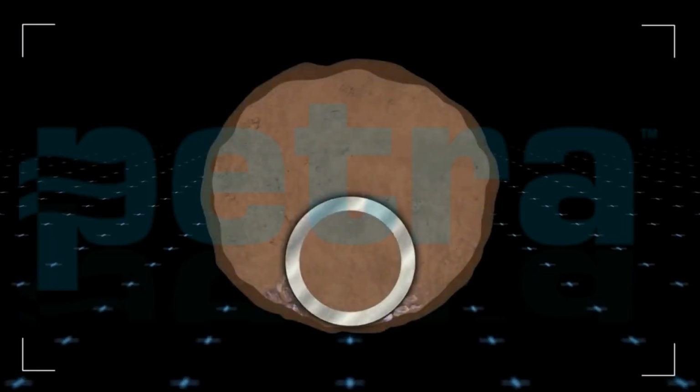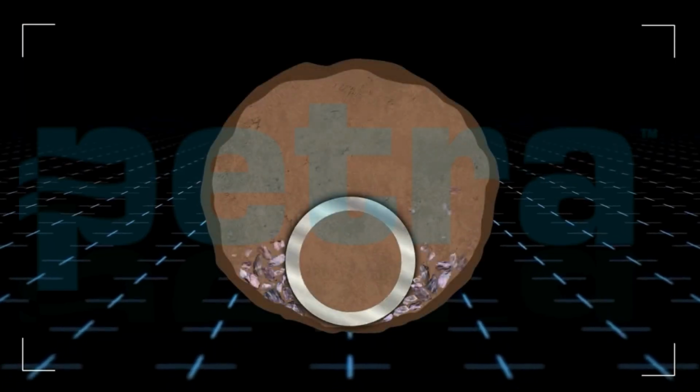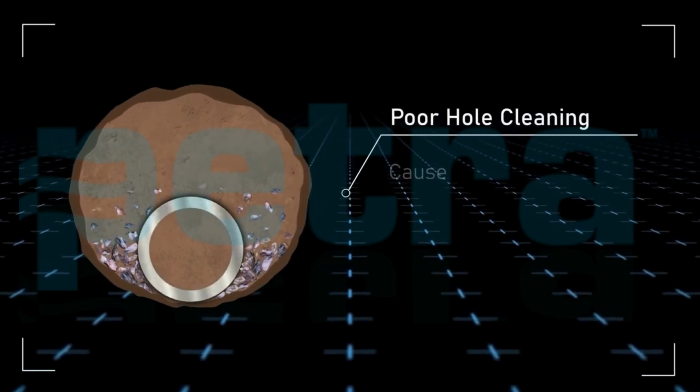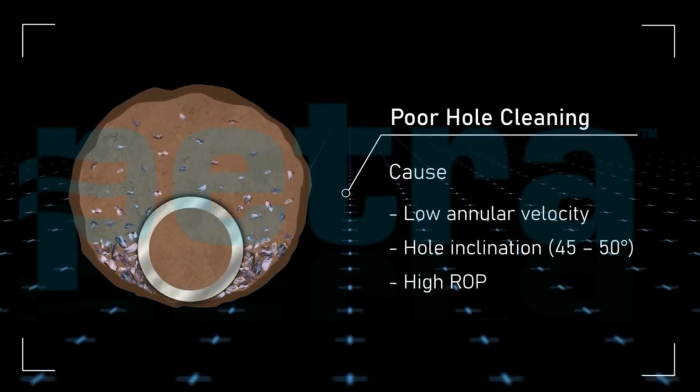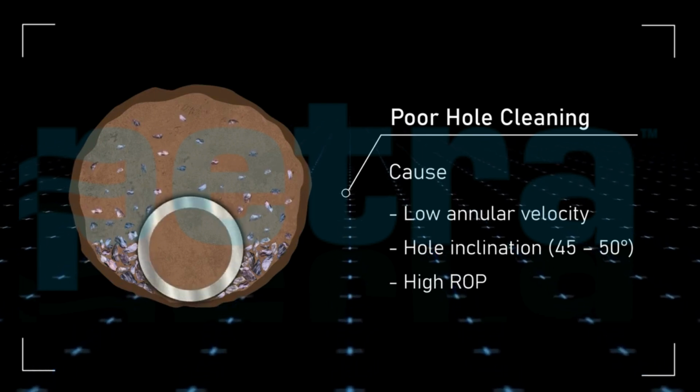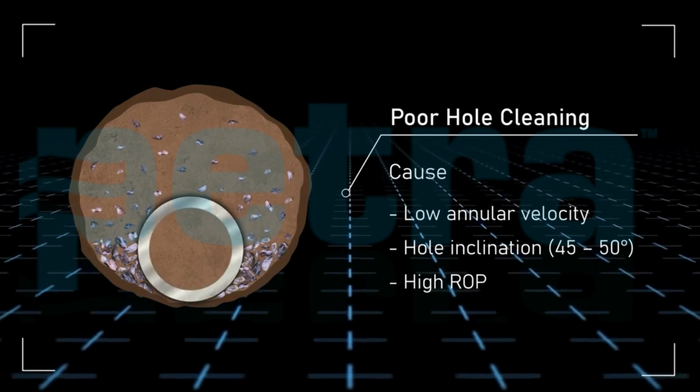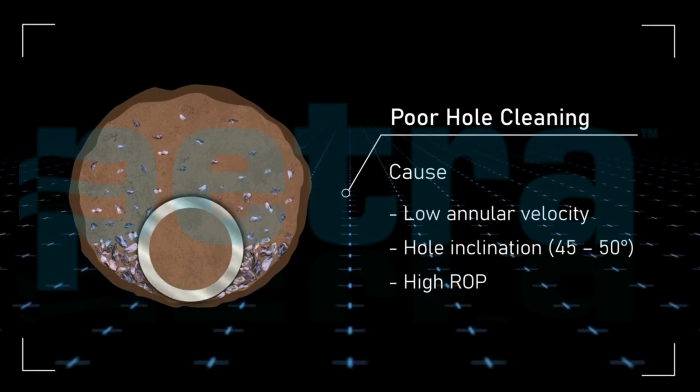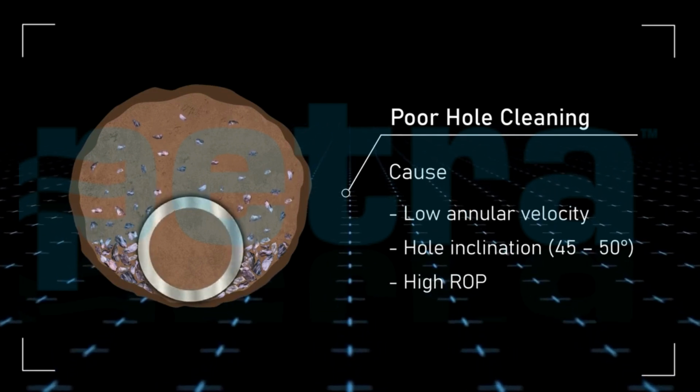When the volume of cuttings generated while drilling exceeds the volume of cuttings transported out of the hole, a buildup of cuttings, known as cuttings beds, occurs. Low annular velocity, highly deviated or horizontal well bores, and a high rate of penetration are some known causes of cuttings buildup.